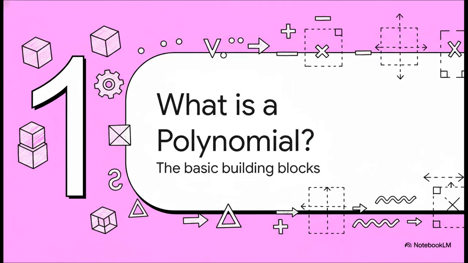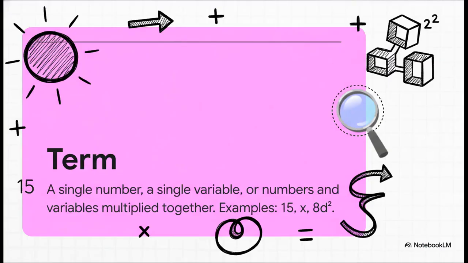Okay, first things first, let's really understand what these expressions are and get comfortable with the words we're going to be using. So polynomials are built from these individual pieces we call terms. A term can be super simple, like just a number, 15. Or it could be a variable, like x. Or it can be a mix of numbers and variables all multiplied together, like 8d squared.